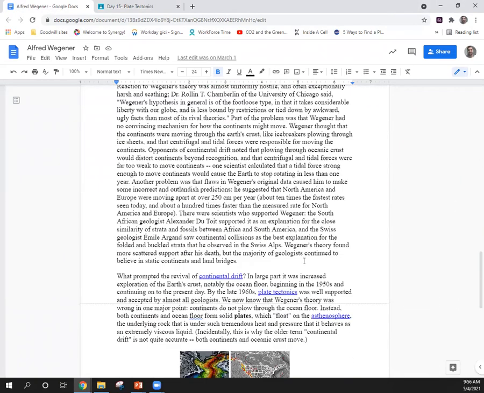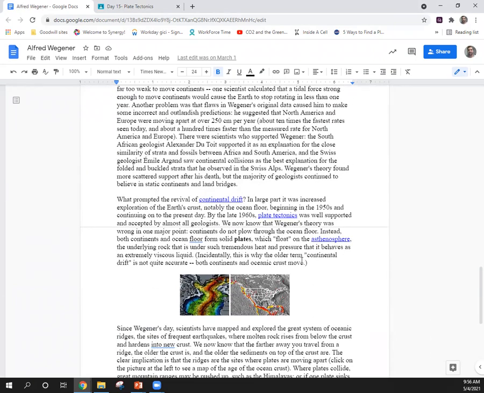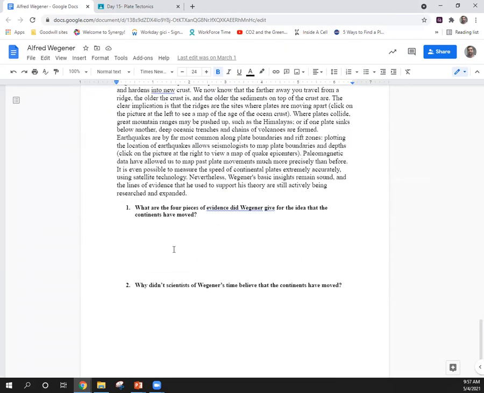As you read through this, I want you to focus on his four main pieces of evidence that he had to support his theory of continental drift. And that's echoed here in the two questions. There's only two questions on this article. So the four main pieces of evidence is the key that you need to get out of this article. What four things did he say to support his theory of continental drift? And then the second part is, why was his theory not accepted?